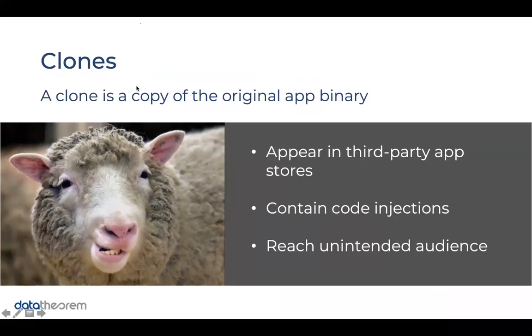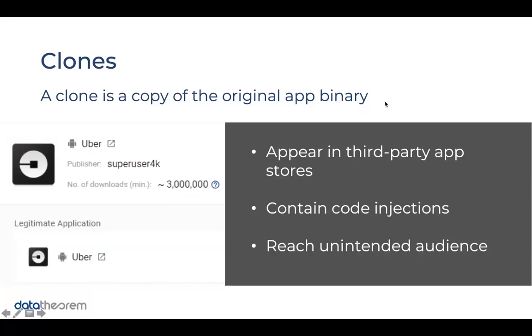So again, the clone is a copy of an original app binary. They tend to appear mostly in third-party app stores, and we'll talk about why that is in a minute. The malicious activity we tend to see with clones is, since there's a legitimate app that was cloned here, in most cases there are code injections that do malicious activity that get added to them. And then obviously, because they're getting uploaded into other app stores or places they may not be, they start to reach unintended audiences.